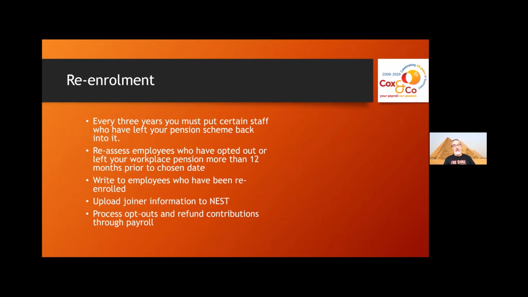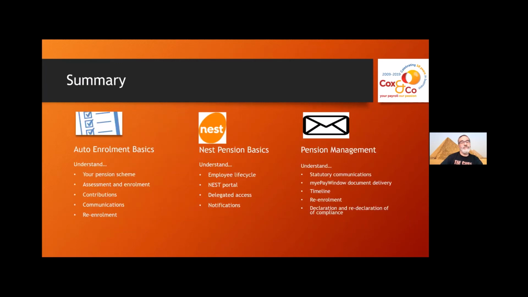We'll upload the joiner information to Nest, same as before. They can't opt out until they're in it. Same rules apply. And then we'll process opt-outs and refund contributions through payroll in exactly the same way as a normal opt-out. And I get the feeling we're nearing the end now.